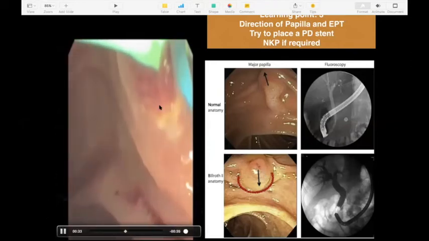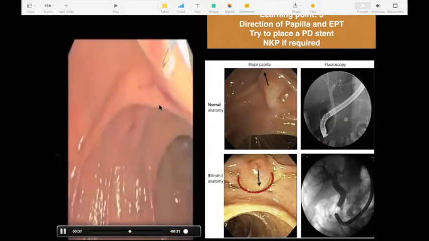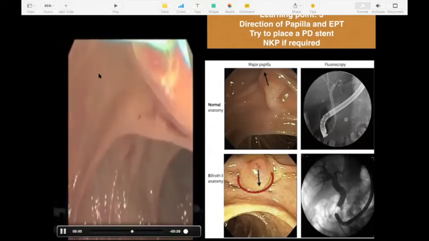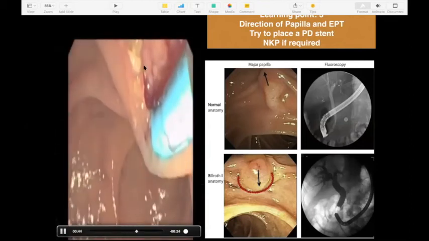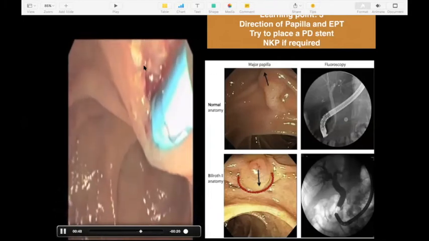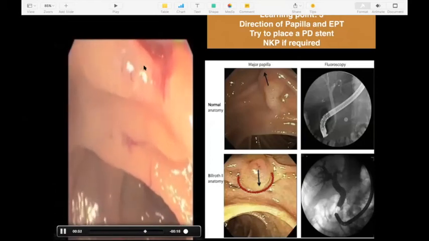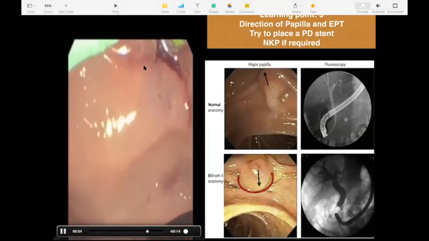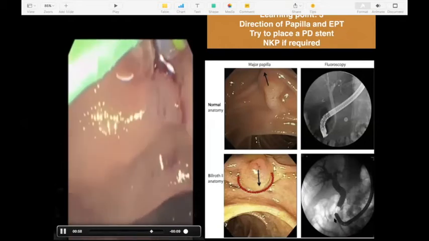So it's advisable, if your wire has gone into the PD first time, to put a PD stent like in this video, and after that try to cut either with a needle knife sphincterotome, or do a sphincteroplasty, because the complications are very high in Billroth 2 because of the alteration in position.